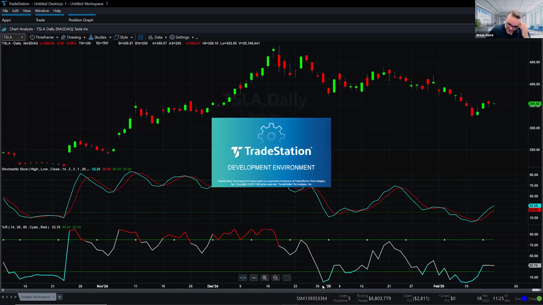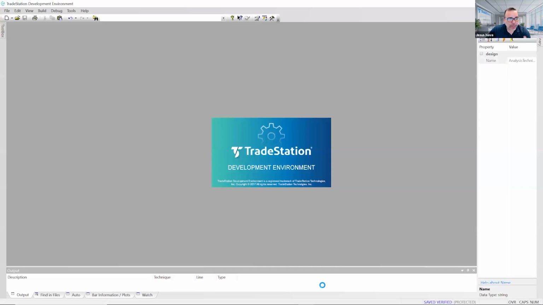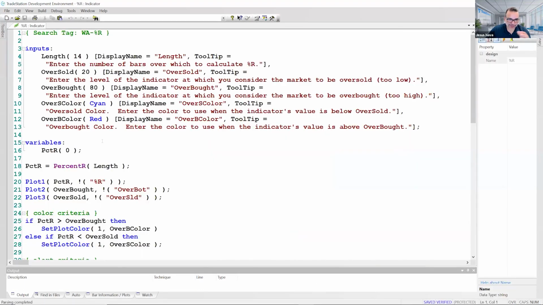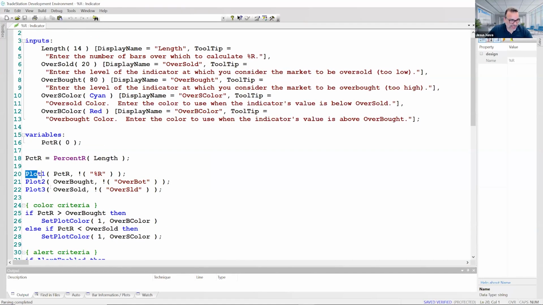And inside the code, it may feel a little bit overwhelming when you're first looking at it, because this is easy language code right here. But you're going to notice that I have plot statements. Plot statements are what draws the lines of the %R. I know that I have my overbought and my oversold. What I need to do is I need to add another plot.